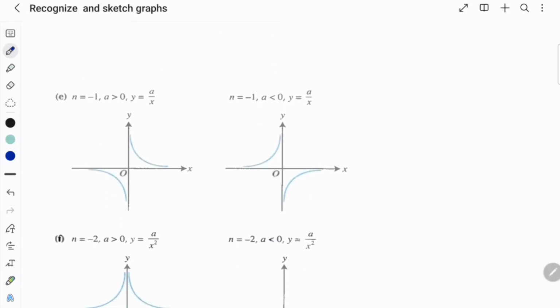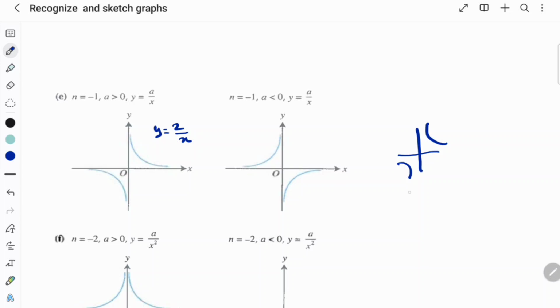Now come to this one, the reciprocal function. From the word reciprocal, you know that x will come in the denominator. For example, y equals 2 over x or 1 over x. So the graph will be like this, positive a over x, meaning 2 over x, 3 over x, whatever.